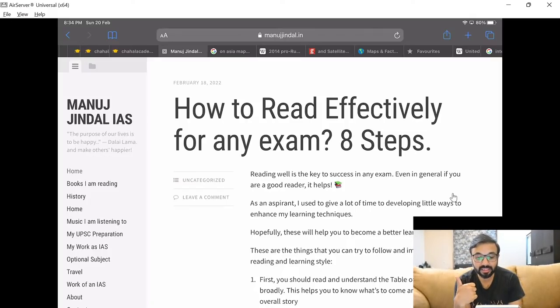Is PT 365 necessary to read? No. Only monthly current affairs, if you read from Vision IAS, is enough. PT 365 is not needed.